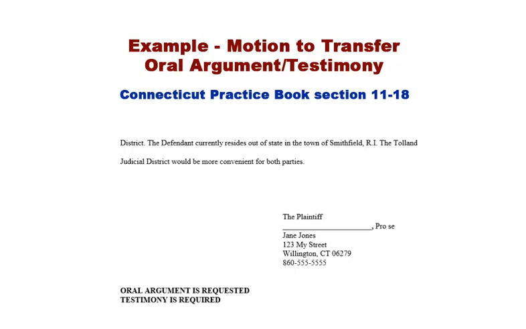In your motion, below the signature and address, on the right side, indicate if oral argument or testimony is requested by typing "Oral argument is requested," and below that, type "Testimony is required." These are generally typed in capital letters. It is not necessary to insert a notation if oral argument or testimony is not requested.